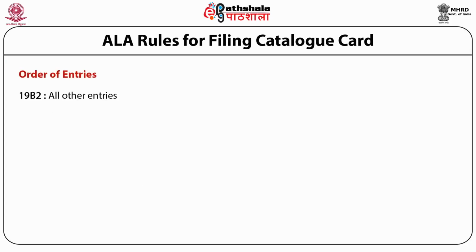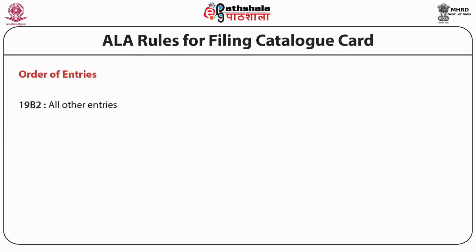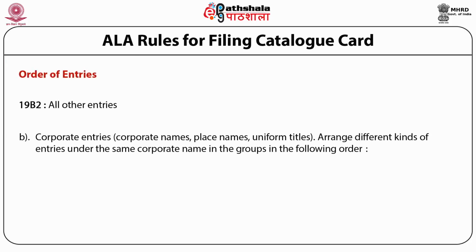Rule number 19B2. All other entries. A. Personal name entries, compound names, given names. Arrange different kinds of entries under the same compound or given name heading in three groups, the same as under single surname headings. B. Corporate entries, corporate names, place names, uniform titles.